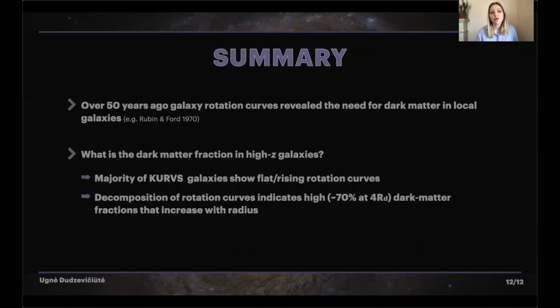So in summary, over 50 years ago, galaxy rotation curves revealed the need for dark matter in local galaxies. And with this study, we tried to assess what the dark matter fraction is in high redshift galaxies. Our preliminary results show that the majority of our galaxies show flat or rising rotation curves, and the preliminary analysis on the decomposition of rotation curves indicates high dark matter fractions that increase with radius for all of our sample galaxies.